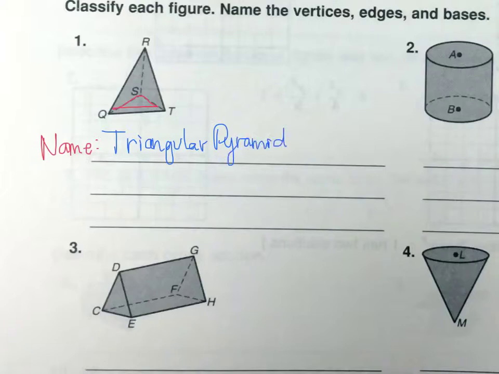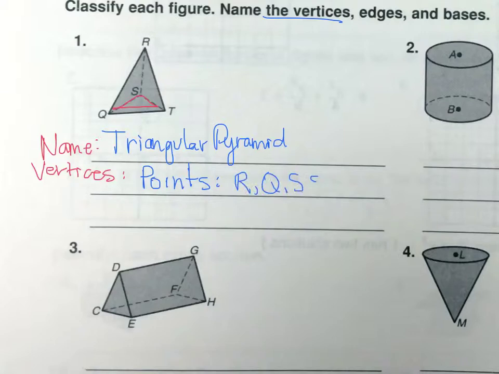Now number 2, name the vertices. When you name the vertices, we're talking about points, right? So there are 4 points. Which are the points? Q, R, S, and T. Now the edges: QR, RS, SQ, QT, TS.